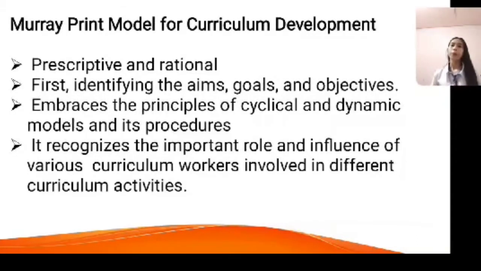This kind of model is prescriptive and rational as well, and it identifies objectives, goals and aims of the curriculum. It also embraces the principles of cyclical and dynamic models, and its procedures as well. The cyclical and dynamic models can be tackled by the next reporters, and it recognizes the important role and influence of various curriculum workers involved in different curriculum activities.